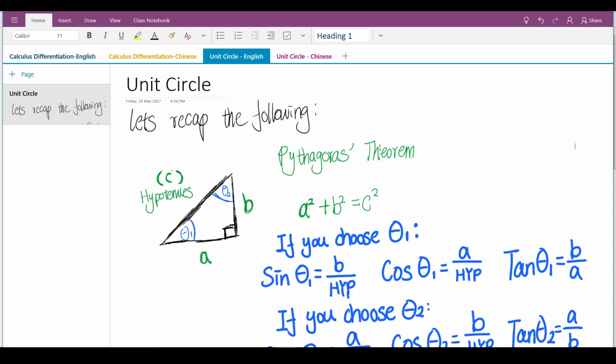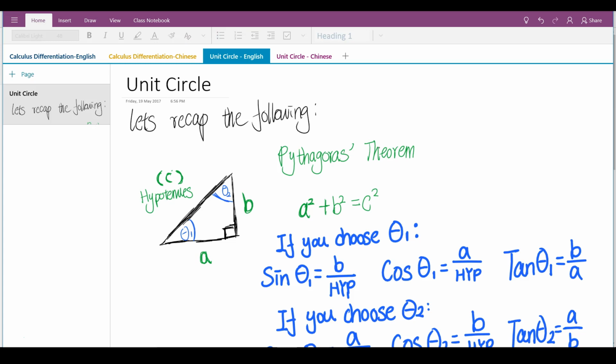Today's episode is about the unit circle. I'm just trying to make it interesting. Let's do some recap before we start. Let's talk about right angle triangles. Our good old right angle triangle. So we got our three sides. The right angle is here.